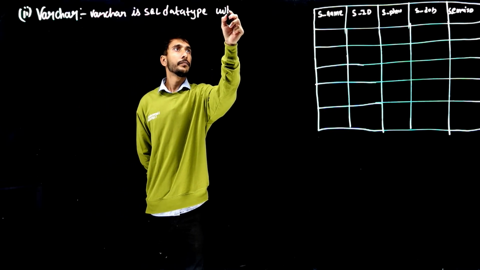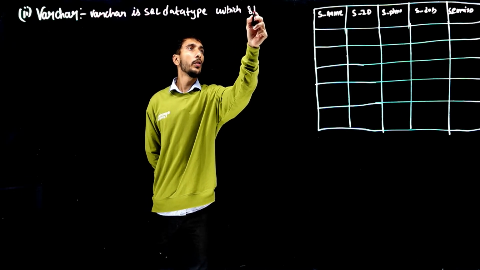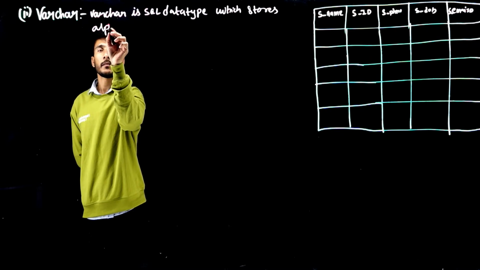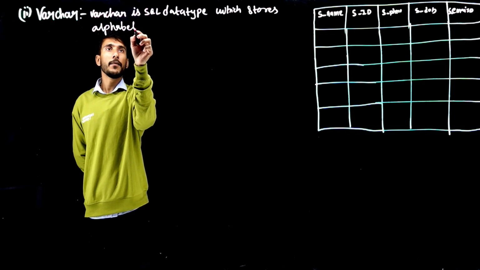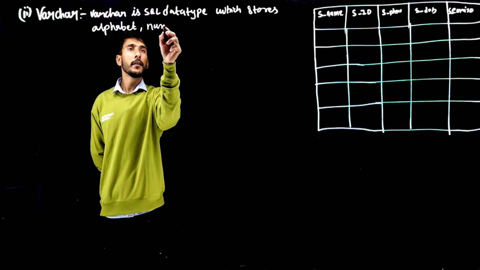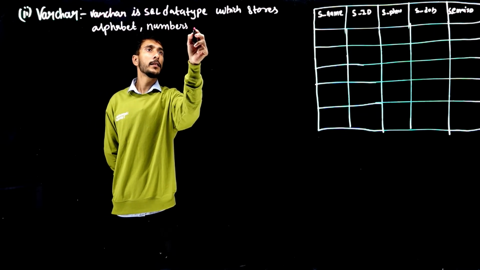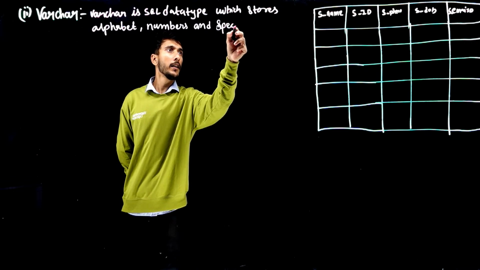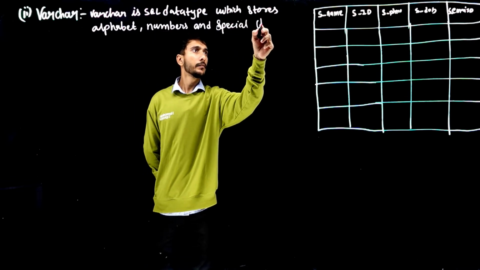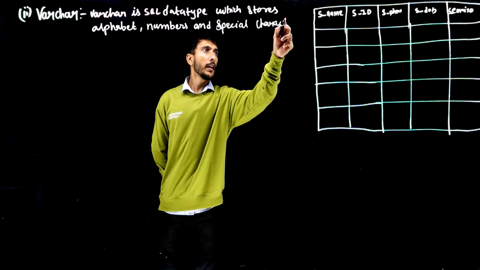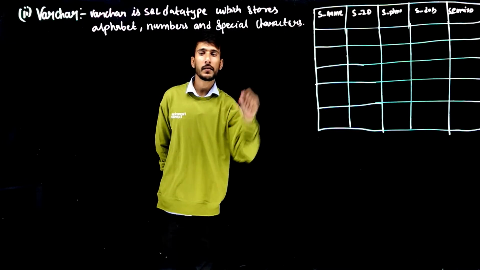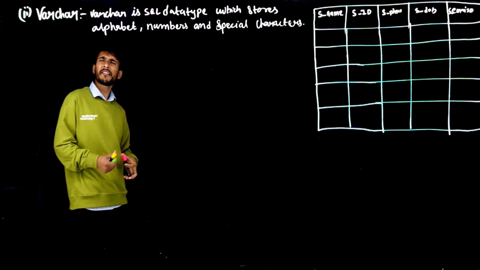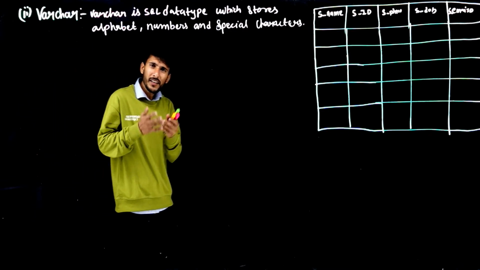Varchar is the SQL data type which stores alphabet, numbers and special characters. Sir, my character is also doing the same, and my varchar is also doing the same. What is the difference?